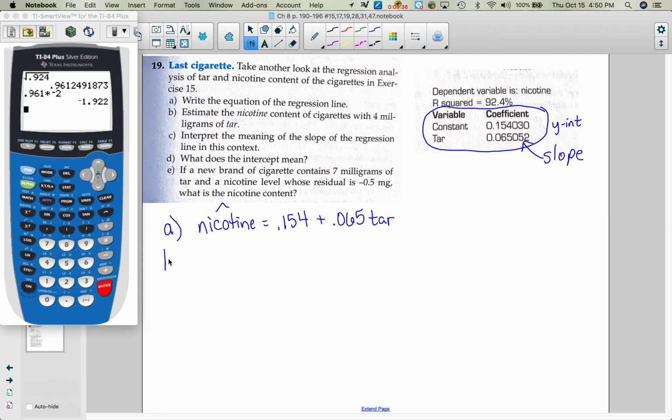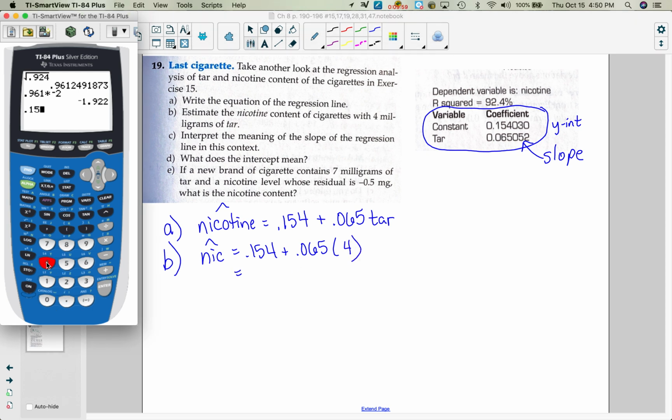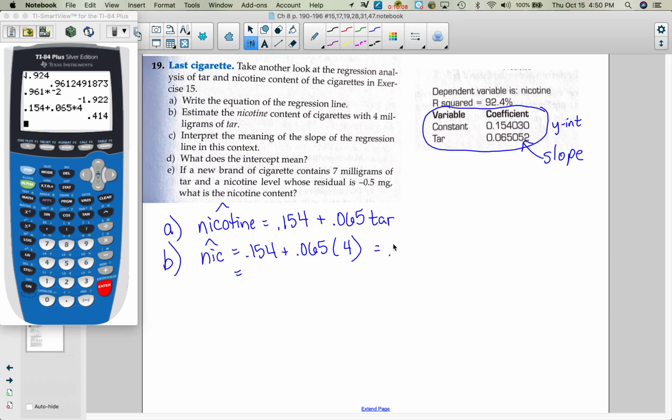So part B, estimate the nicotine content of cigarettes with 4 milligrams of tar. So we're just going to plug that into our equation. And if we wanted to be more accurate, then I suppose we would use the entire coefficient, the entire y-intercept and the entire slope. So I'm going to fill in a 4 there, and we get 0.414 milligrams.